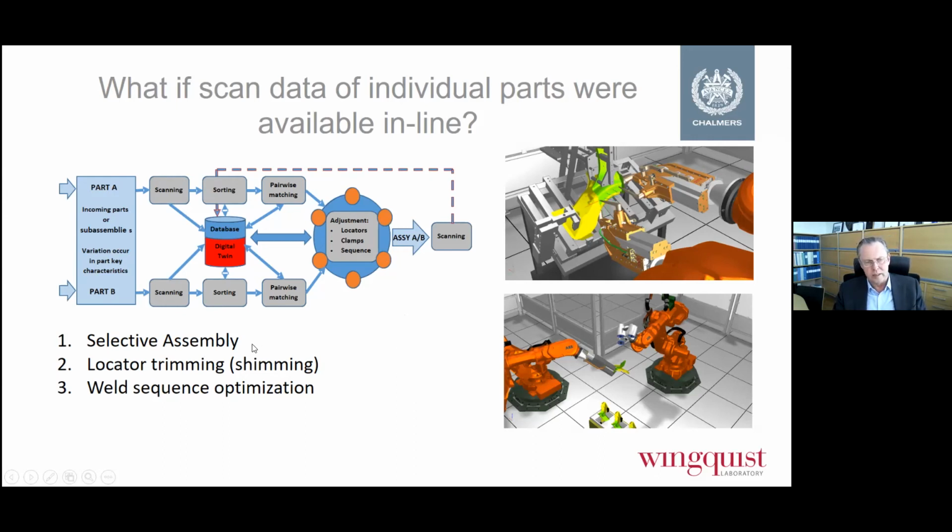First one is selective assembly. The other one is locator trimming. And the third one is weld sequence optimization. And I will say some things about those techniques.